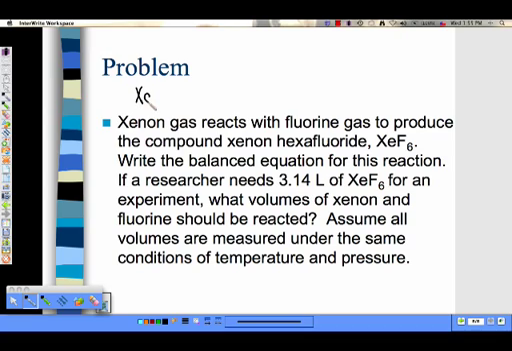So we have xenon plus fluorine gas. Remember, fluorine is diatomic, so we have F2. They produce XeF6. So to balance this, we're going to need 3 here. So if we need 3.14 liters of XeF6, how much of all the other reactants do we need? So we have 3.14 liters xenon hexafluoride. And we have coefficients of 1.